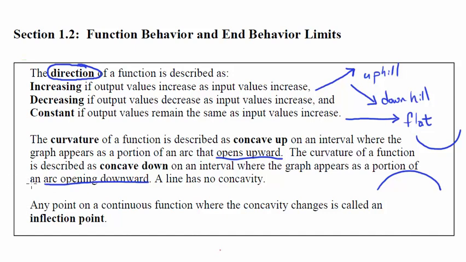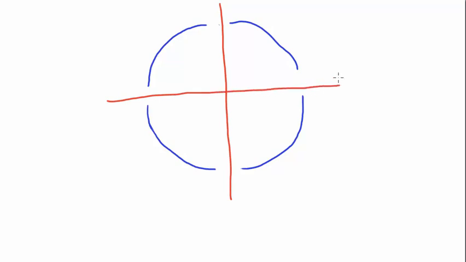Now I want to expand on this definition slightly. There are four cases that we're going to have for concavity. If I think about a circle, and I take this circle and break it into four quadrants, these are going to be the four cases of concavity that we might see.